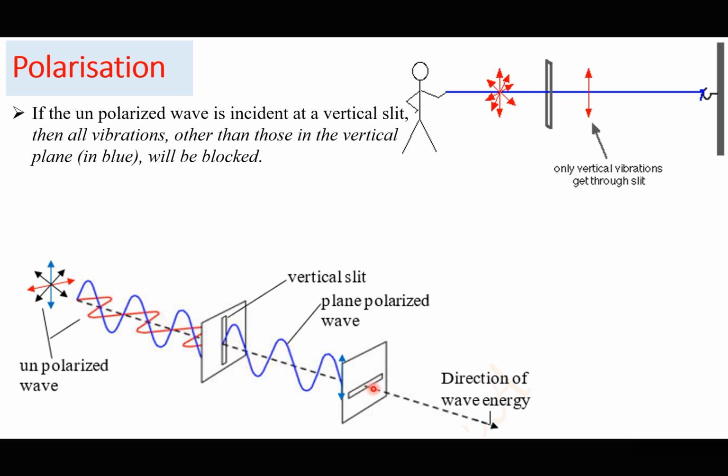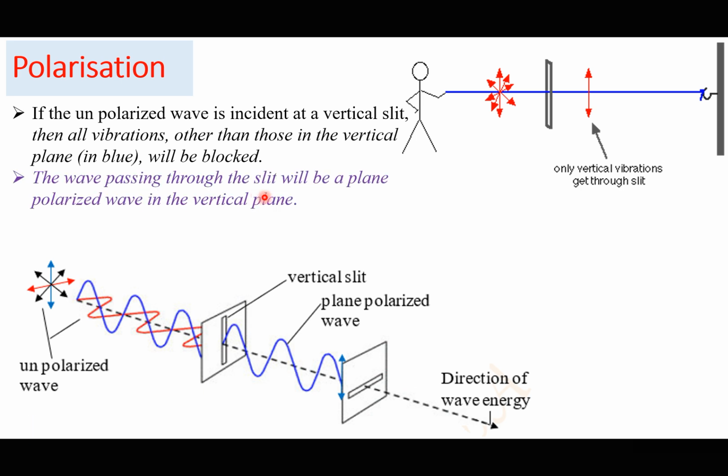But of course, I added another slit here, which was also horizontal. Because the vibrations in blue were vertical, this slit couldn't allow them to go through. So, in the first case, the first slit has helped us to achieve what we call plane polarized waves. The waves which had vibrations in several planes before reaching the vertical slit were confined, or were forced to only allow vibrations in one plane to go through. So we say the slit has carried out what we call polarizing the wave. So the wave passing through the slit will be a plane polarized wave in the vertical plane.